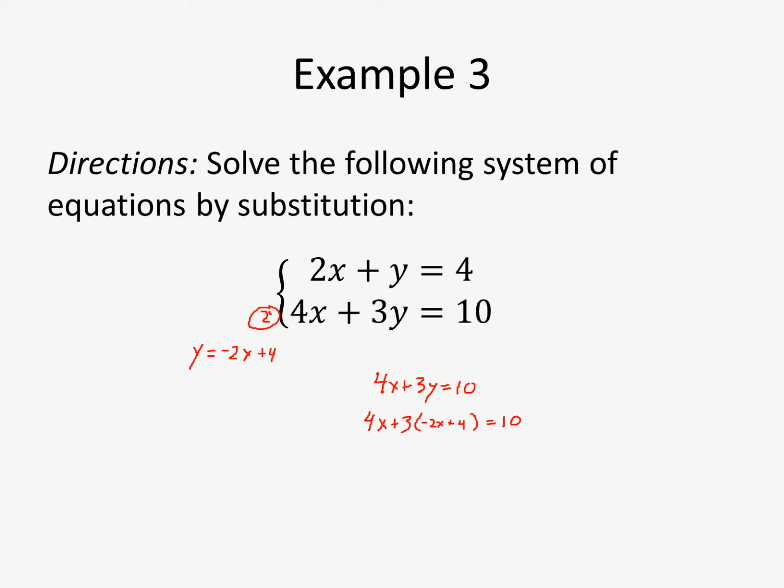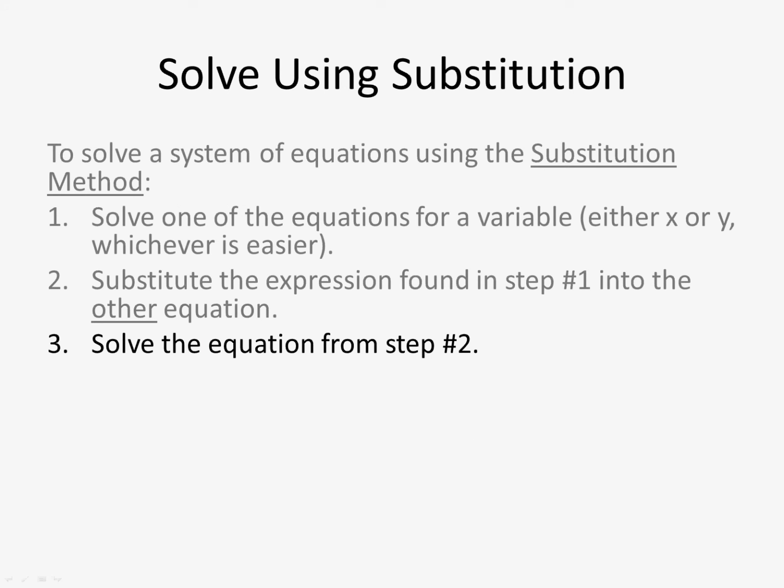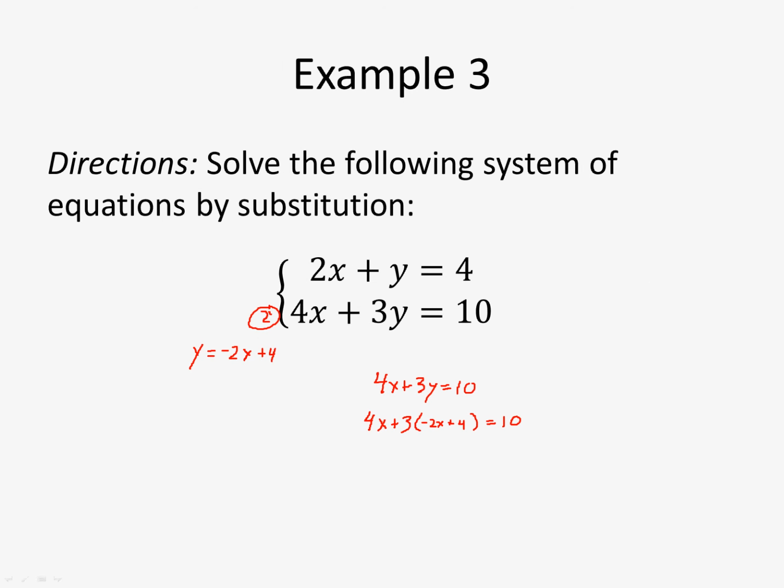So now I need to do step 3, which said to solve the equation from step 2. So that means I need to solve this equation. To solve this equation, I need to distribute. So I'm going to get 4x. And then 3 times negative 2x is going to be negative 6x. 3 times 4 is 12. Remember, this is a minus. That's going to equal 10.